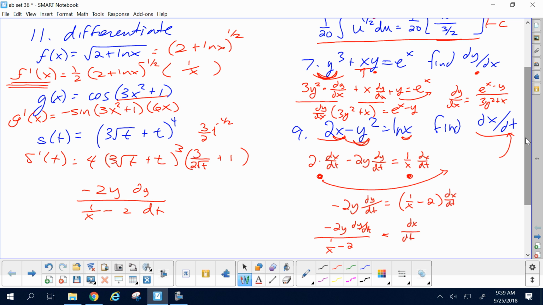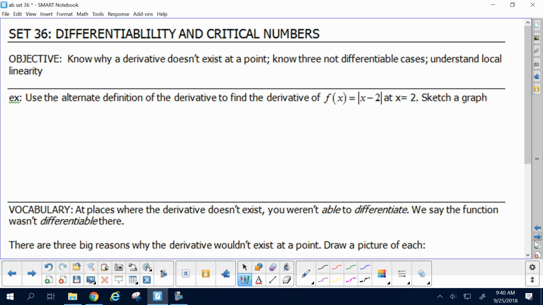Don't write it that way, okay? This dy dt, it's one thing. You keep it together, okay? So that's why it's written like that, not like I'll have a dy up top and you just don't do that, and you'll see why when we get to related rates. All right, you with me? Yes. All right, here we go.